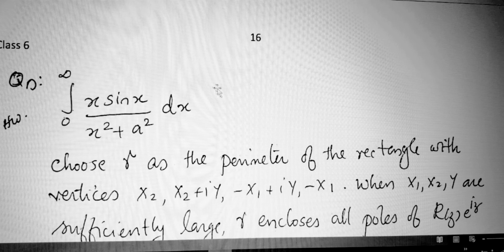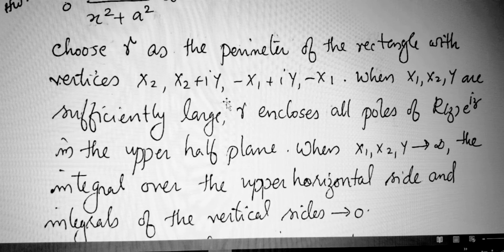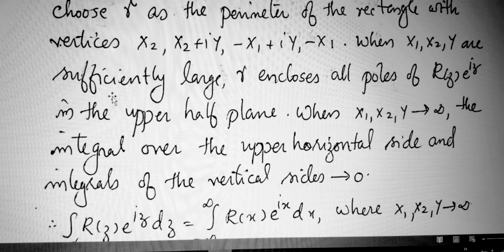Now there is one question, which is: evaluate integral 0 to infinity x sin x by x square plus a square dx. For this we proceed as before. Choose gamma as the perimeter of the rectangle with the vertices x2 plus iy, minus x1 plus iy, and minus x1. When x1, x2 and y are sufficiently large, gamma encloses all poles of r of z into e raised to iz in the upper half plane.